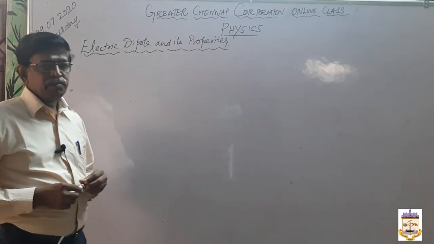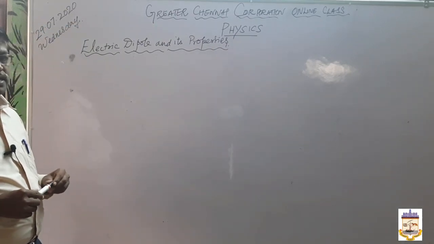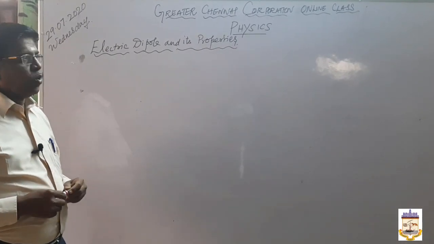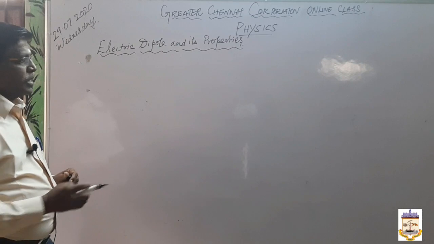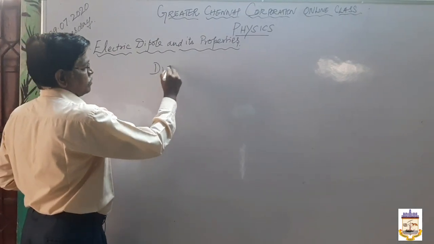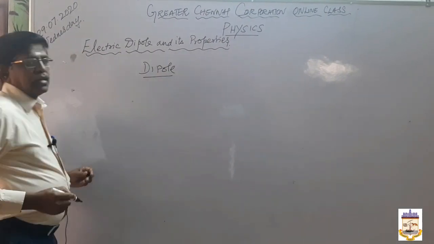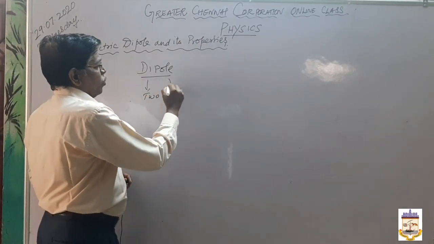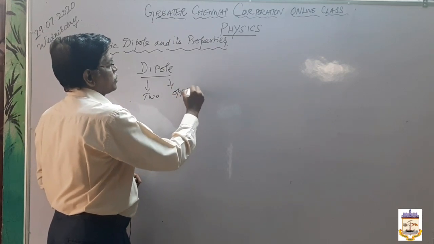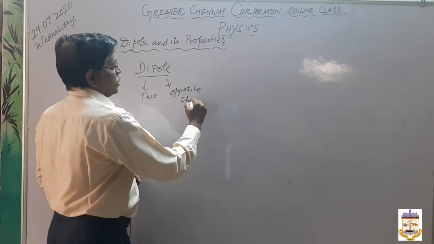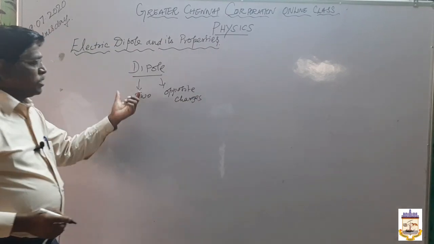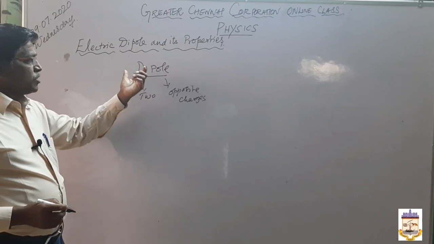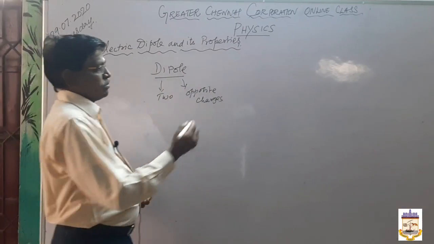We are going to see in electrostatics the electric dipole and its properties. What is an electric dipole? Di means two. Pole means opposite charges. So, if you consider two opposite charges, that system is known as the electric dipole.